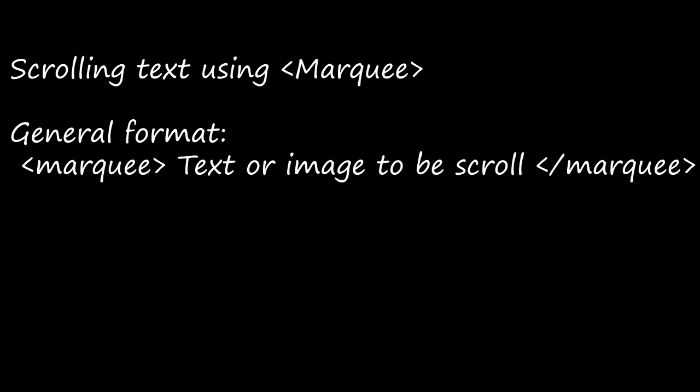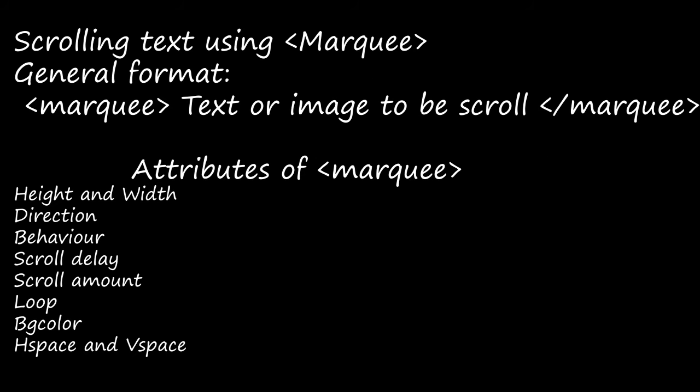The attributes of marquee are height and width, direction, behavior, scroll delay, scroll amount, loop, bgcolor, hspace and vspace, right? When you are coming to the school, I'll show you in a system. If you have a computer in your home, you just try it.